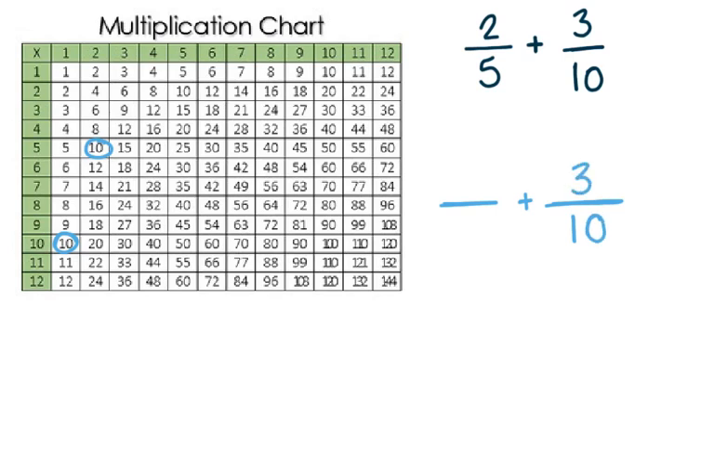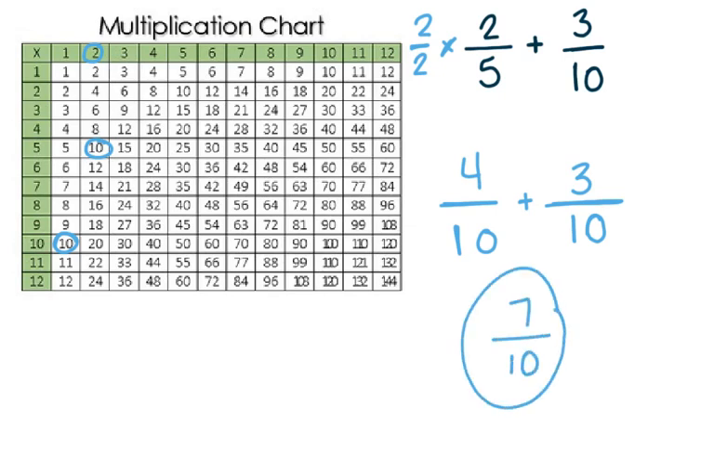So our fraction here on the right is not going to change at all, the second fraction, because we didn't change the denominator. The first one, how did I get to 10? I multiplied by 2. 5 times 2 is 10. Multiply by the top and the bottom. 5 times 2 is 10. 2 times 2 is 4. 4 plus 3 is 7. Your denominator does not change.